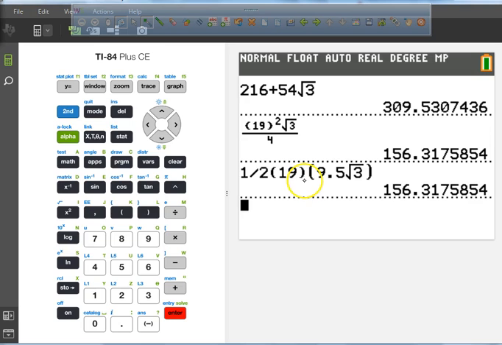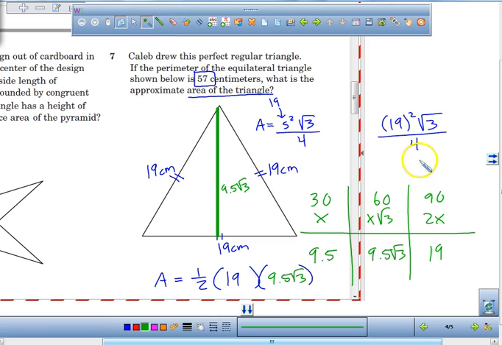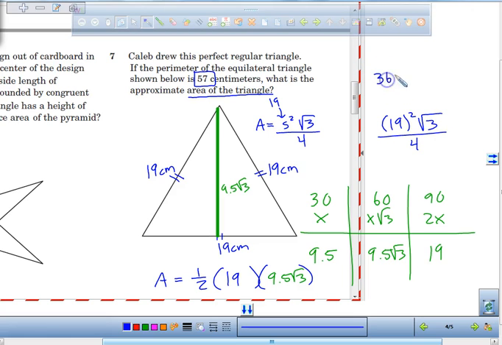So this and this end up becoming what? The exact same answer. Okay. Now the exact answer, just so you know what the exact answer would be, is 19 times 19. All right, is what, 361? So the exact answer would be 361 radical 3 over 4, because 4 doesn't go into 361. So this would be the exact answer in centimeters squared.